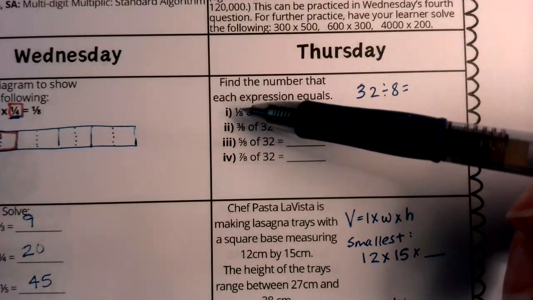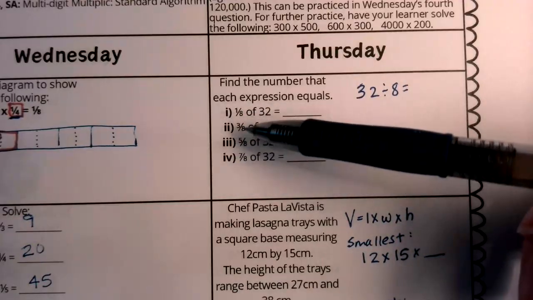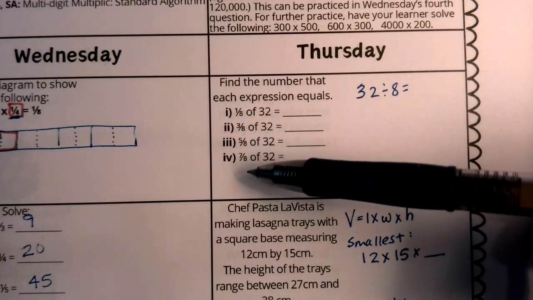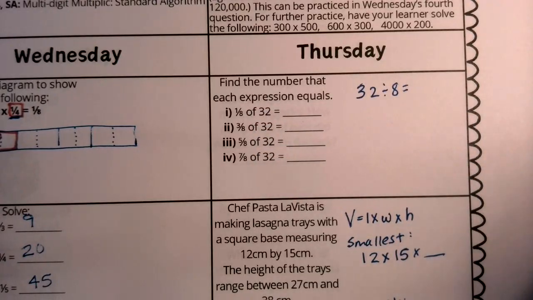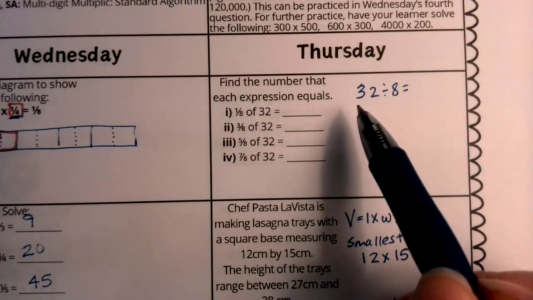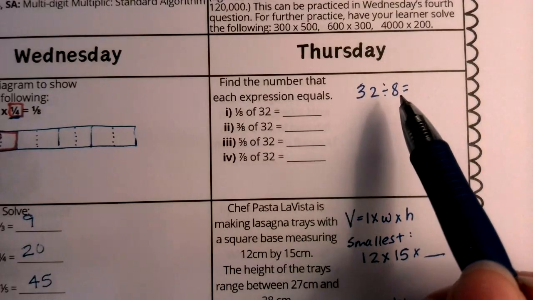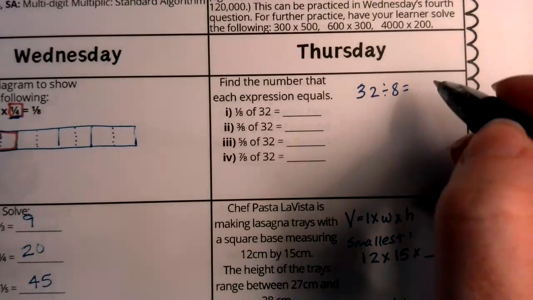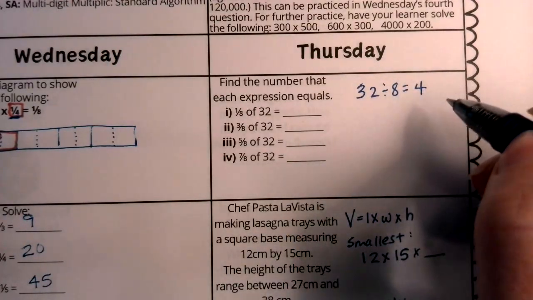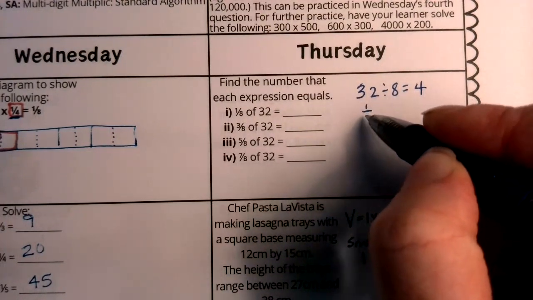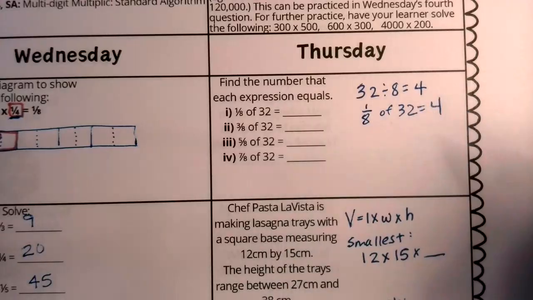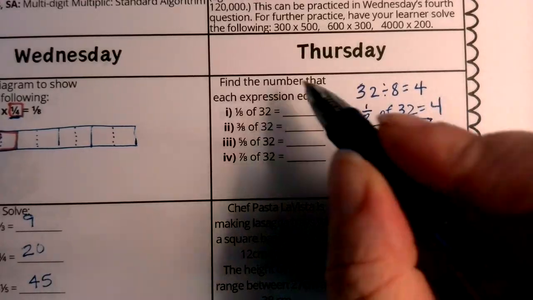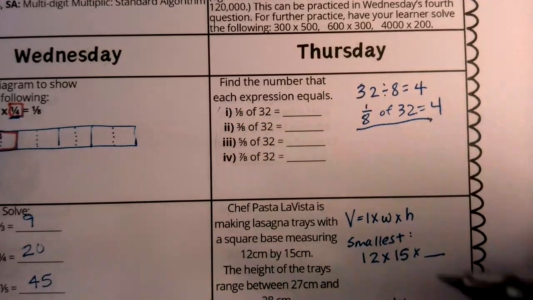Notice that all of these are considering 1/8, or an eighth, of what number? Of 32. So the first thing I think about is, what is 32 divided by 8? Well, 32 divided by 8 is 4. Because of that, I know that 1/8 of 32 equals 4. I can use this fact to answer all the others.